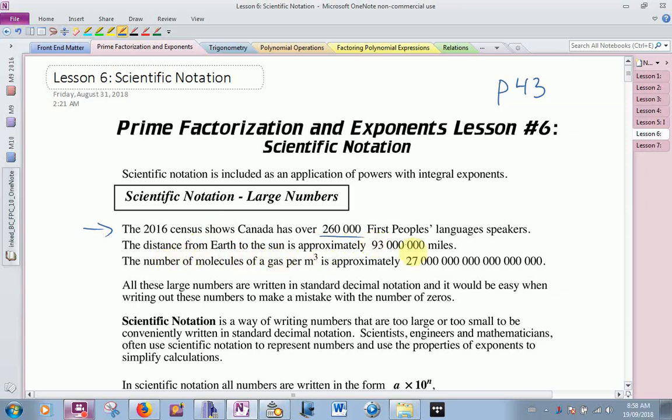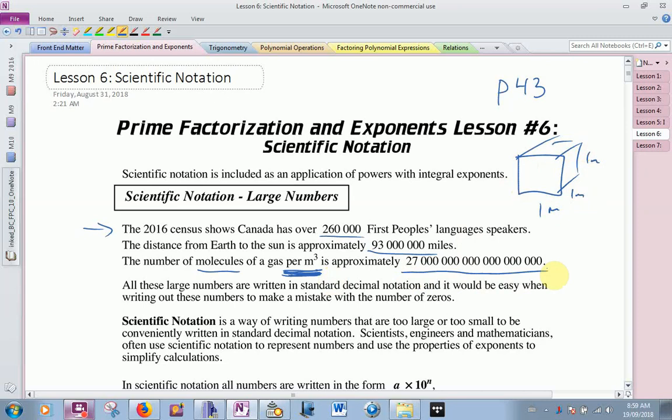The distance from Earth to the Sun is, how do you say that in English? 93 million miles. It's pretty close. The number of molecules in a gas, what's this say? Per meters cubed, or per cubic meter, right? 1 meter by 1 meter by 1 meter, that's a cubic meter, is, how do you say that?